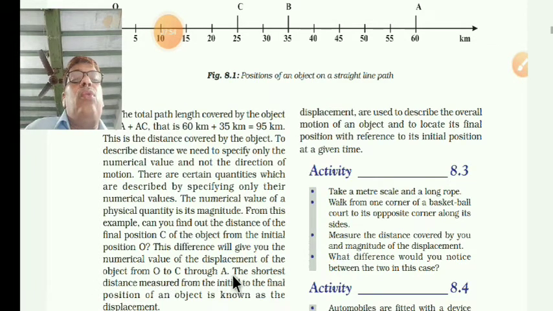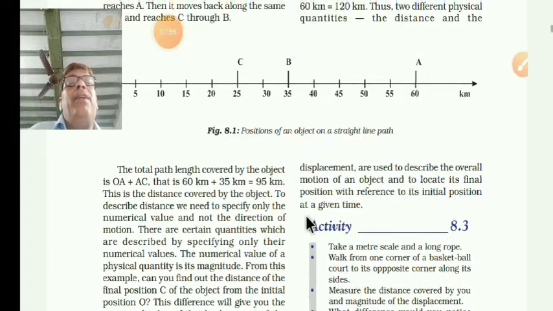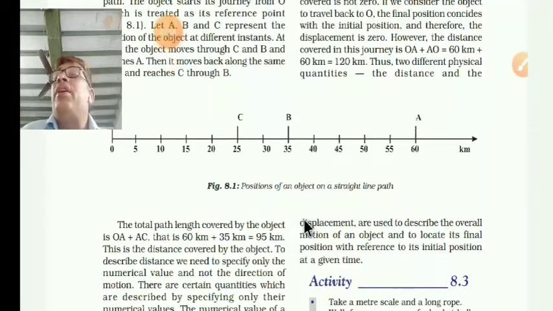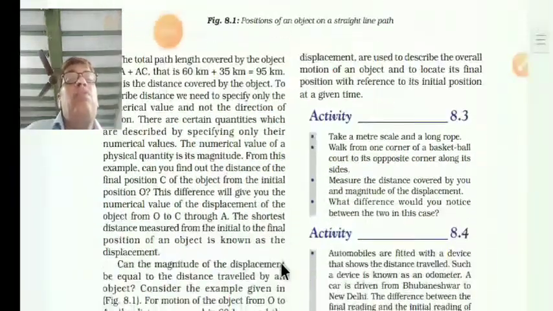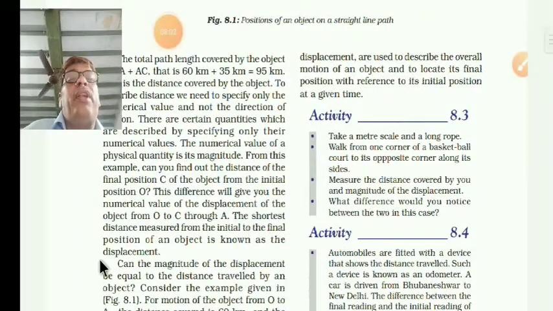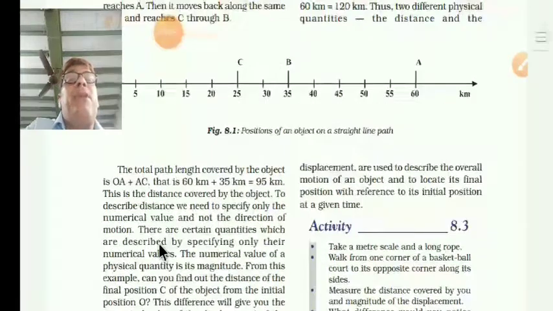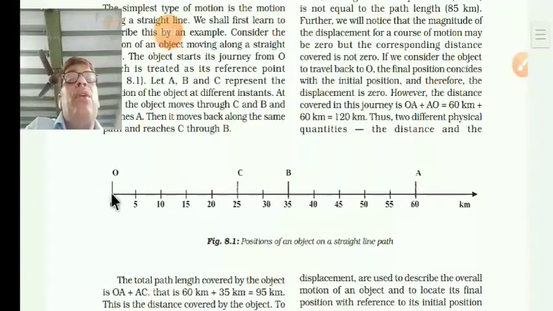Of the object from O to C and through A. So what do you mean by this displacement? The shortest distance measured from the initial to the final position of the object is called displacement. For example, you moved from O to A, 60 kilometers, then you have reached B. So then your final position is where? Your shortest way is only from here to 35 only.